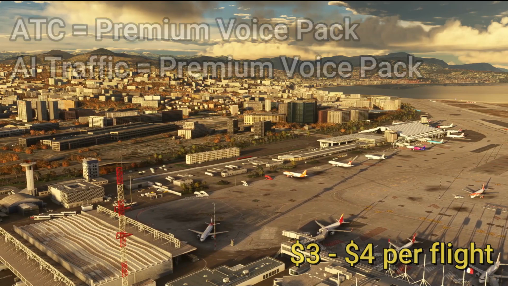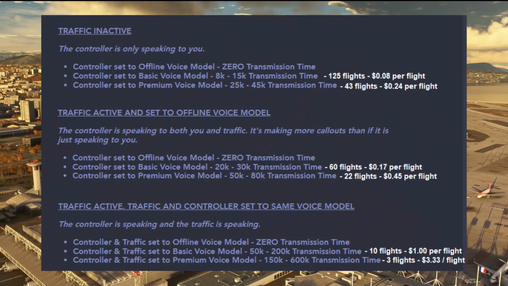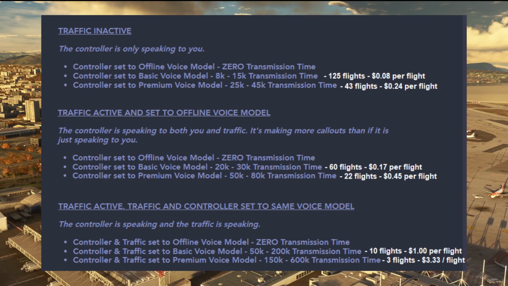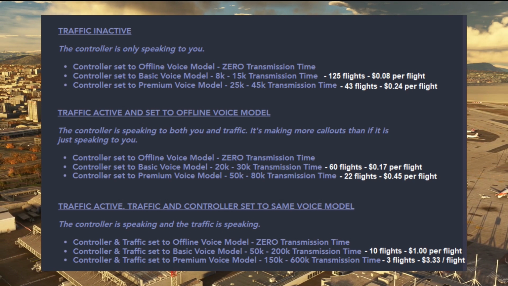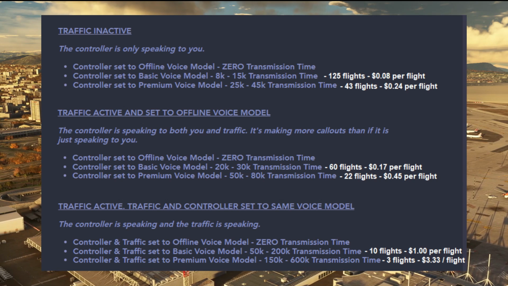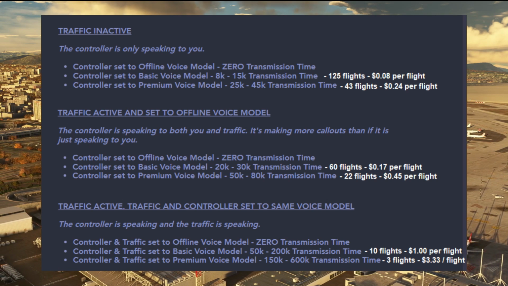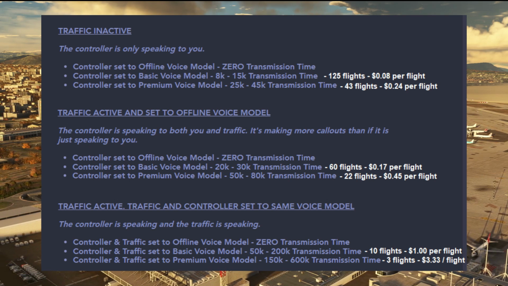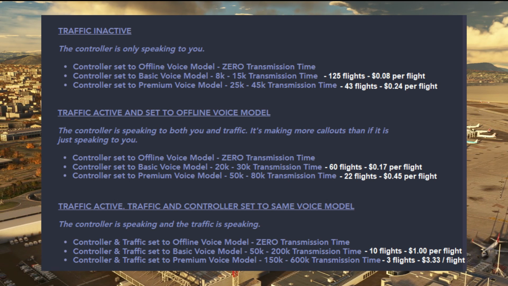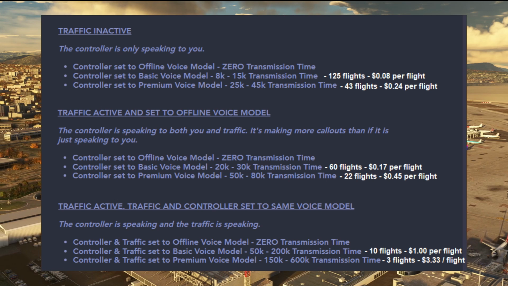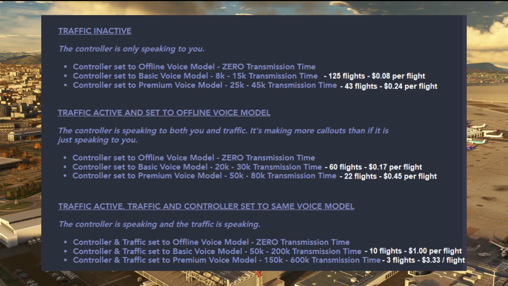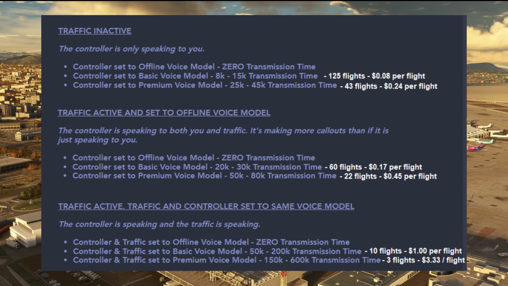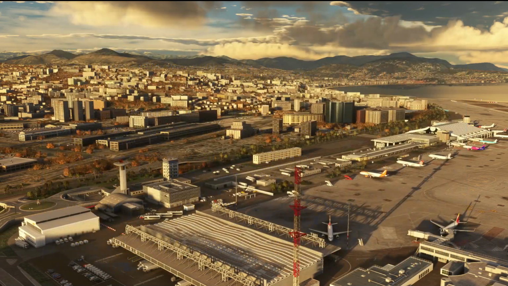So on screen now you can see various different options and a rough average of the cost it would incur should you use the various different options. Now I must stress of course that these are average costs because every flight you do will be different, varying of course in length, the amount of AI traffic that is around, etc. So take these with a pinch of salt, but they are a good rough estimate. Now that's obviously been clearly laid out on screen for you. I would really love to hear your thoughts on this.